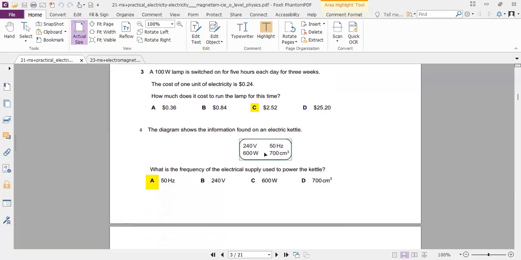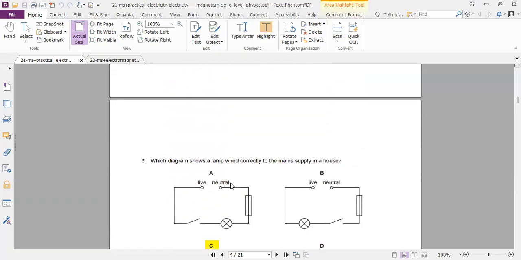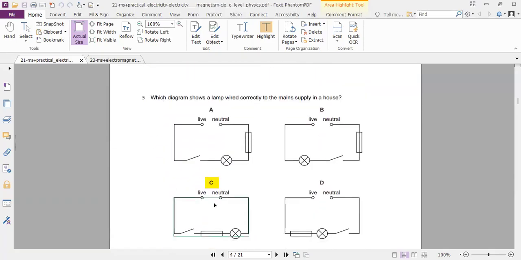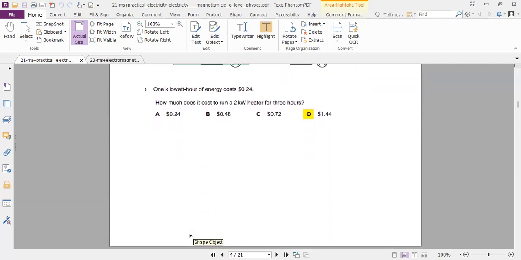So on this plate, this level, what is the frequency? It is this one, 50 hertz. Again, the same question, which one is correctly wired? So we have lamp, we have fuse, we have switch. 1 kilowatt, how much it costs? 2 kilowatt for 3 hours, 2 times 3, 6 kilowatt hours times 0.24 gives you 1.4.